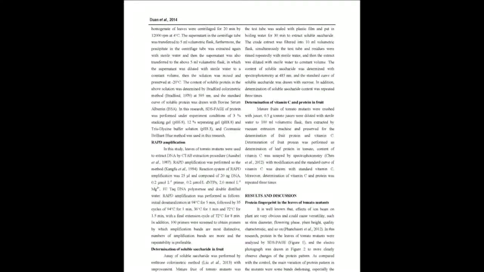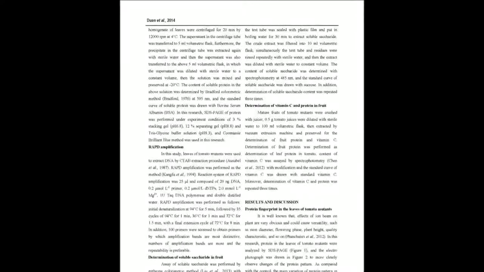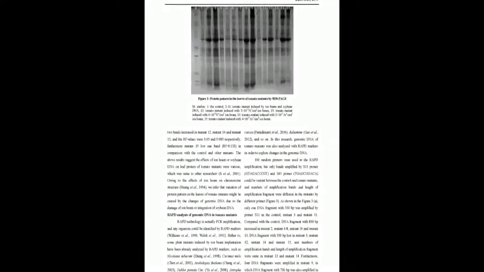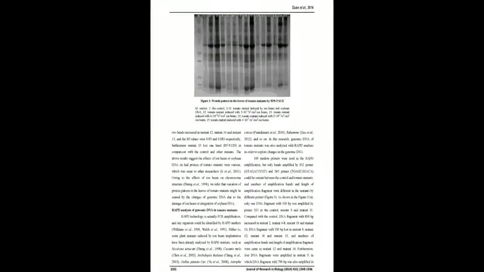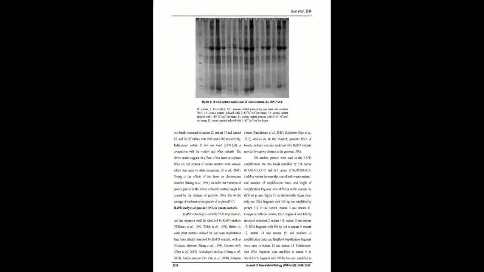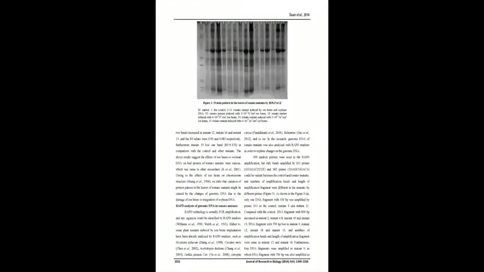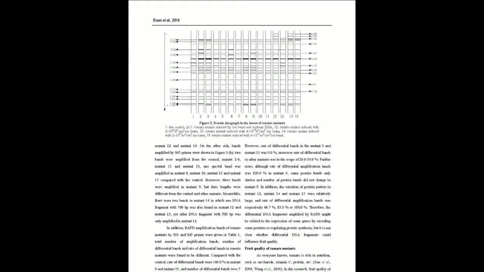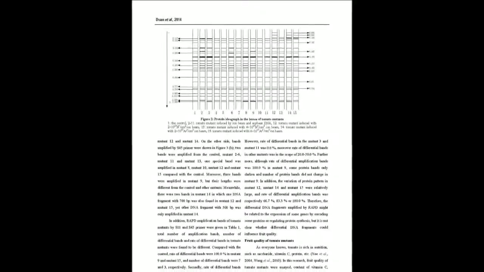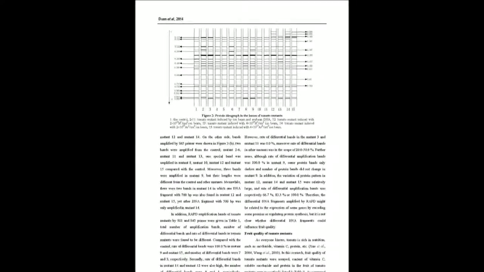In mutant 15, genomic DNA of mutants were analyzed by RAPD, and total number of amplification bands, number of differential bands and rate of differential bands were studied among mutants. Compared with the control, rate of differential bands was 100.0% in mutant 9 and 15, also high in mutant 14 and 12, but was 20.0 to 50.0% in other mutants except for mutant 3 and 11 without differential bands.